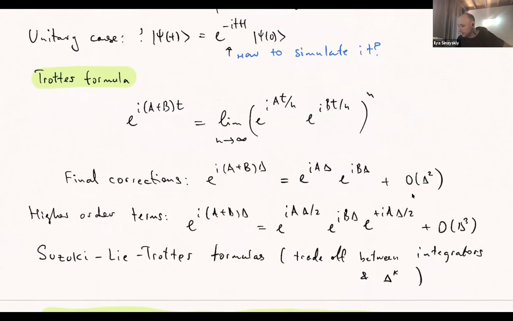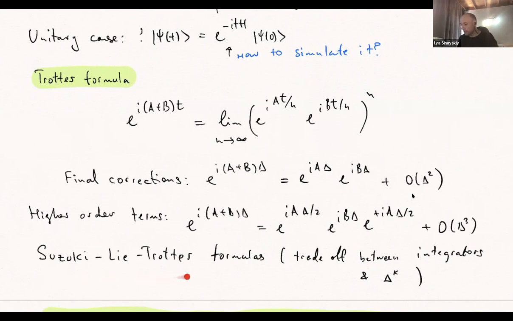The simple one is that you write this formula, an internal formula, with a form like this. This is already called higher order integrators. In this case, the error goes like delta cubed. And of course you can generalize it when there are more terms than two, so you can generalize it for n terms.